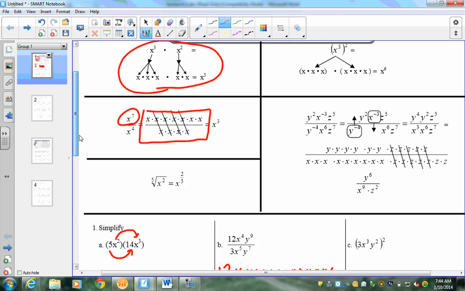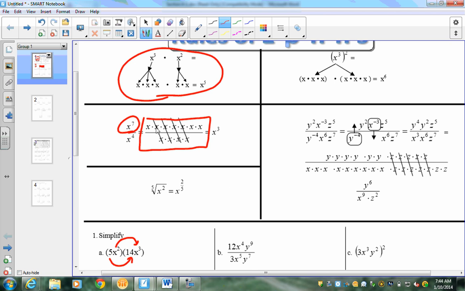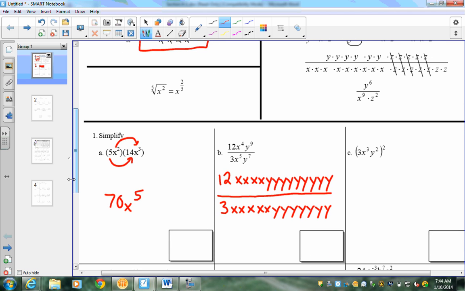Very simply, if you notice back up here, whenever something is the same on the top as on the bottom, we're just going to cancel it out. So we cancel 1, 2, 3, 4 x's on the top and 1, 2, 3, 4 on the bottom. We're left with 1 x on the bottom. Then 1, 2, 3, 4, 5, 6, 7 y's on the bottom, and 1, 2, 3, 4, 5, 6, 7 y's on the top get canceled out.